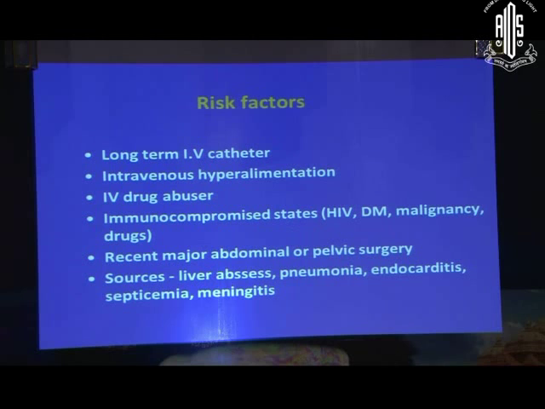Who are the individuals prone to develop endogenous endophthalmitis? Those who have a long-term IV catheter, intravenous hyperalimentation, and very frequently drug abusers. Then we have immunocompromised states: HIV, diabetes mellitus, malignancy, and also aged people of 70, 75, 80 years. Then a history of earlier abdominal or pelvic surgery. The sources basically are the liver, the lungs, and the heart, and of course septicemia and meningitis.